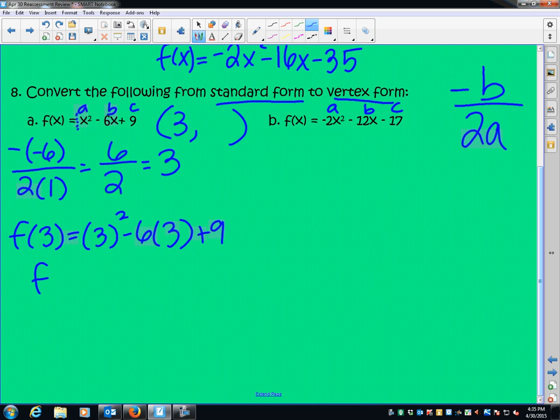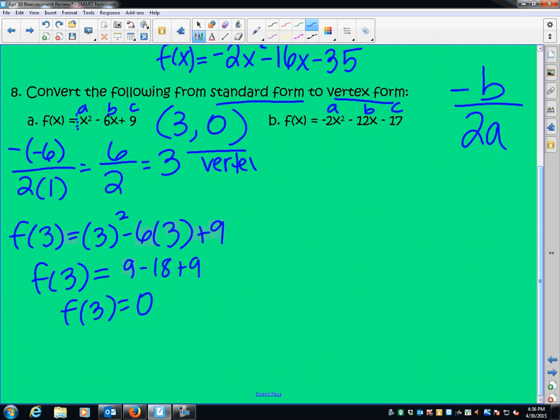You can take your calculator or you can do it by hand. It does not matter, whatever you would prefer. When I do this, I get 9 minus 18 plus 9, which will give me 0. So that means my y is 0. Now, I have found my vertex, okay? This is my vertex, but it didn't just ask for the vertex, it asked for vertex form.